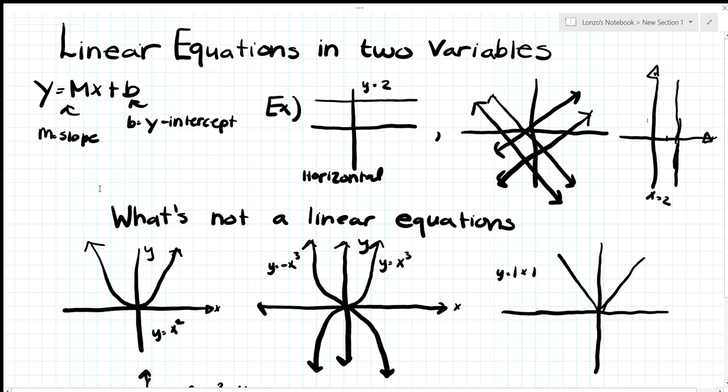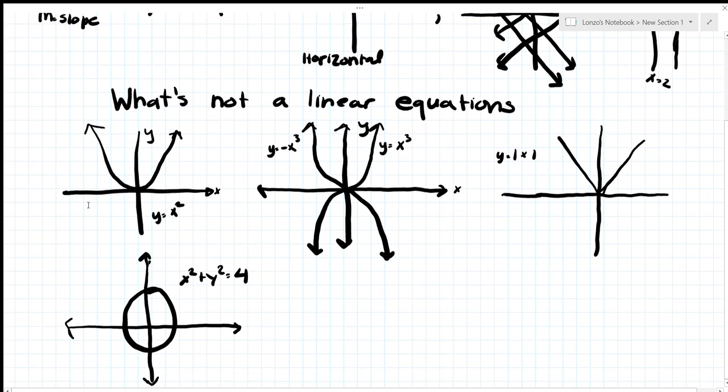So what's not an example of a linear equation? A parabola, right? That's not a linear equation. The x cubed graph and the negative x cubed graph are not linear. The absolute value is not linear, and neither is a circle.